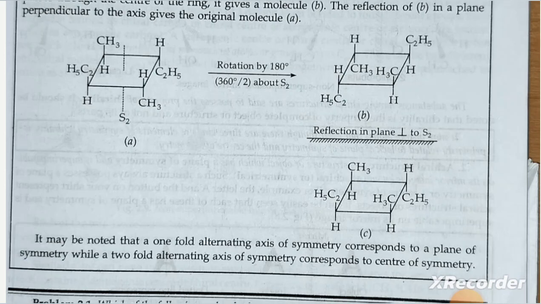It may be noted that a one-fold alternating axis of symmetry corresponds to a plane of symmetry, while a two-fold alternating axis of symmetry corresponds to the center of symmetry.